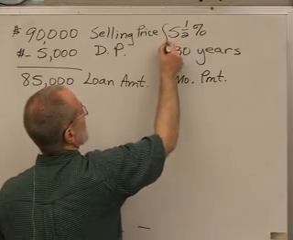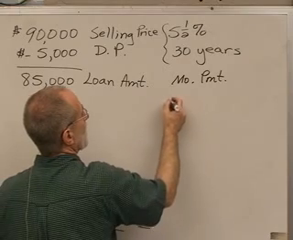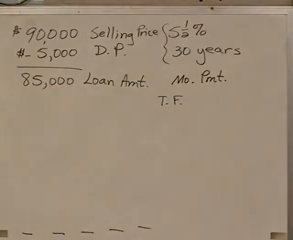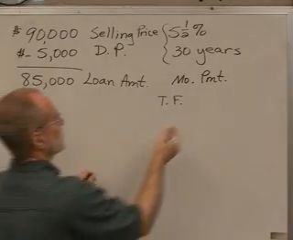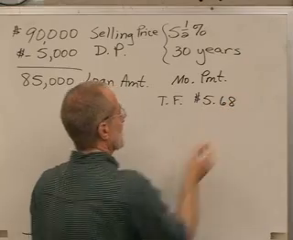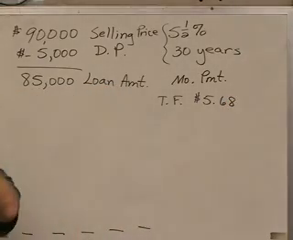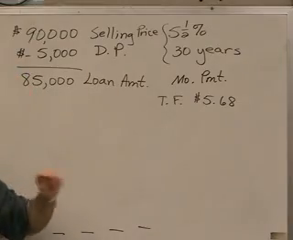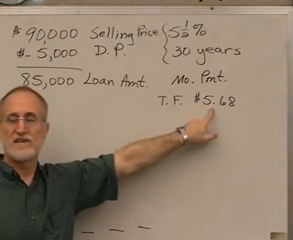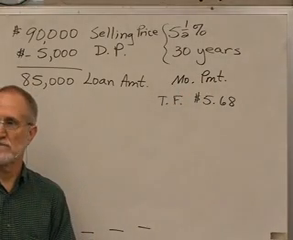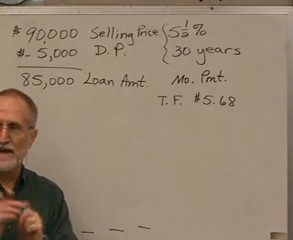So we look under the number of years, so that's row 30, and under 5.5%, and when we look under these row and column, our table factor is what? 5.68. Now what does that mean? That means if we were going to borrow $1,000 at 5.5% for 30 years, we'd pay $5.68 a month for 30 years to pay it off. Okay? To borrow $1,000.